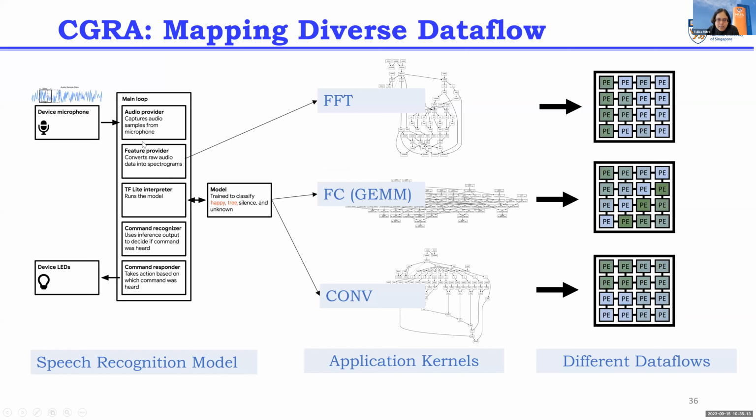Whereas with the CGRA, and this is a very simple TinyML application doing speech recognition, it goes through FFT, GEMM, and convolution kernels. And as you can see, we can configure the same silicon first to do FFT, then GEMM, then convolution, and then we repeat this process within the same application, right? So this is the benefit.